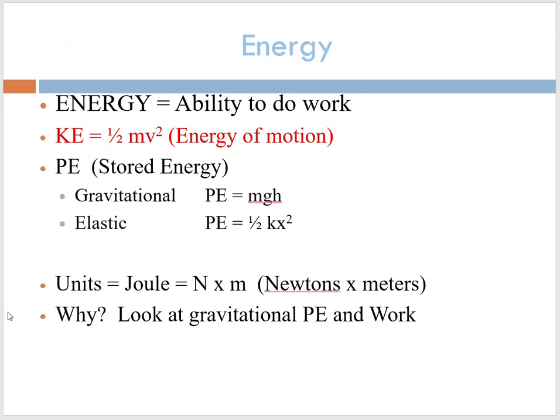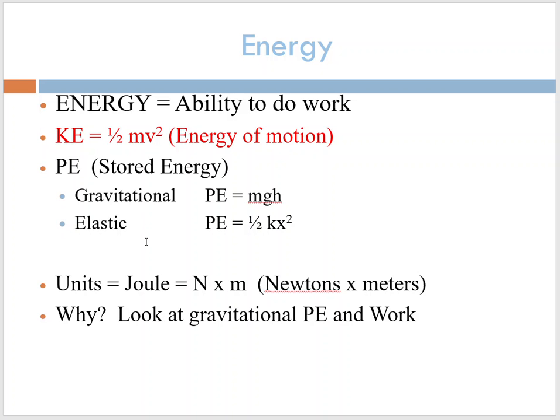We have gravitational, which we have an equation for: potential energy is mass times gravity times height. That's why we call it gravitational. And then elastic, for potential energy, is 1/2 kx squared. You also have chemical potential energy, so there are lots of different other forms. And the equation for kinetic energy is 1/2 mv squared, and this is when something is moving.